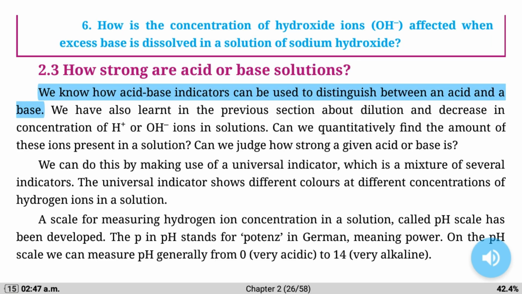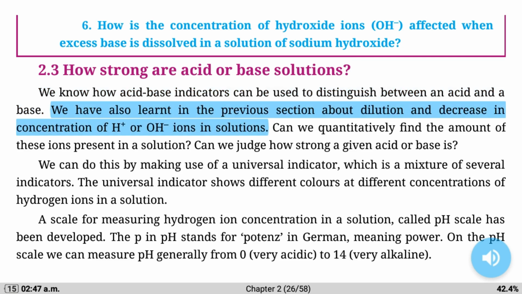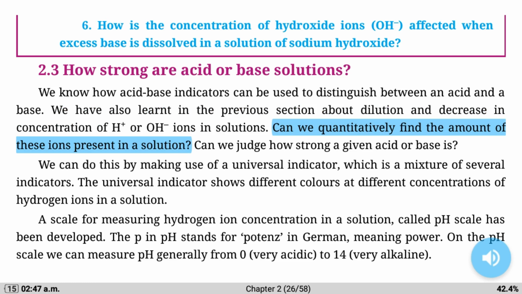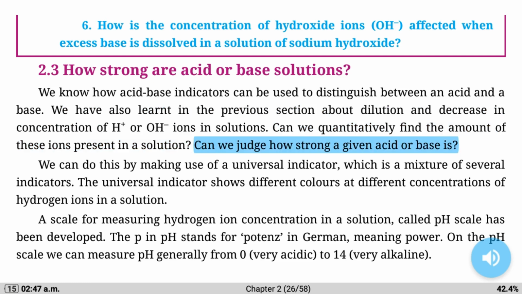We know how acid-base indicators can be used to distinguish between an acid and a base. We have also learnt in the previous section about dilution and decrease in concentration of H+ or OH- ions in solutions. Can we quantitatively find the amount of these ions present in a solution? Can we judge how strong a given acid or base is?